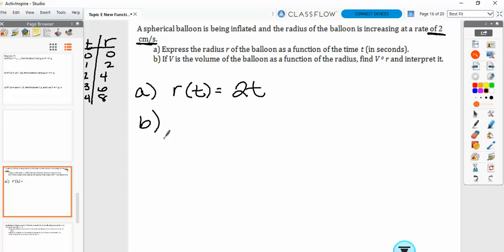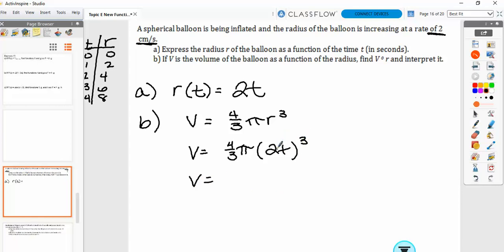B. If V is the volume of the balloon as a function of the radius, find V composed with R and interpret it. So, volume. Do you guys know the volume of a sphere? Probably not. So this is a formula you don't have memorized. I would give it to you. So the volume is 4/3 pi r cubed. So what I'm asking you to do is, what would I replace my r with? (2t) cubed.